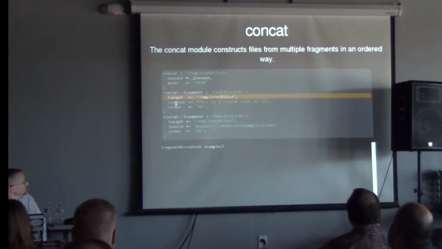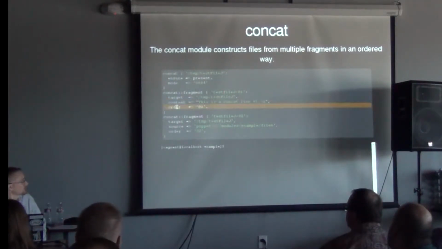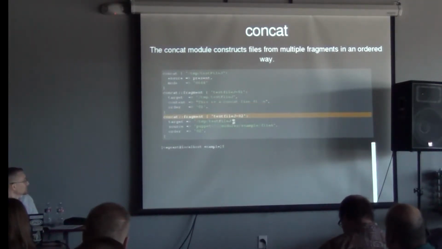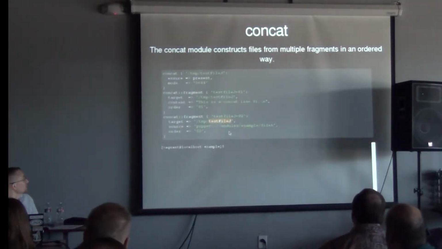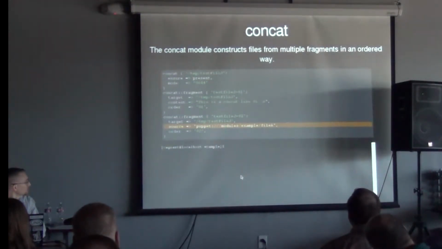Then we're going to set some content on there, very similar to the file resource content. We're just going to write out this particular line with a carriage return in it. And we're going to set the order, so this will be the first fragment that gets put together into this file. The next fragment, we're going to give it another unique name, set the target to our test file J, and we're going to use a source attribute, very similar to the file resource's source parameter. And we're going to pull file A out of our example module and put it in place as the second fragment. So let's see what this is going to look like once we do our Puppet run.